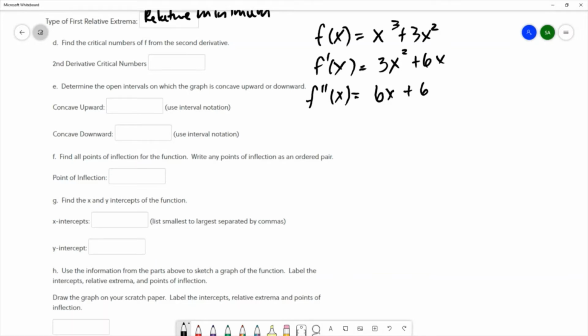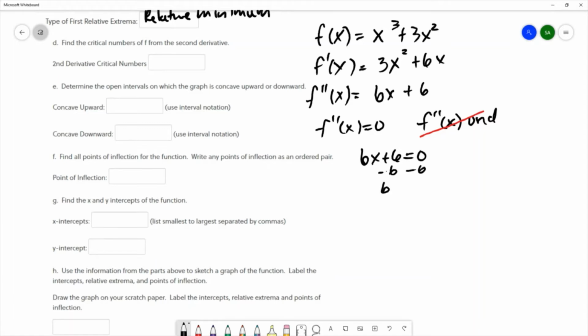To find the critical numbers, we would set the second derivative equal to 0 and find where the second derivative is undefined. Since this is a polynomial function, we're not going to get any solutions from the second derivative being undefined. So we'll find our critical numbers by setting the second derivative equal to 0. That gives us the equation 6x plus 6 equals 0. Subtract 6, divide by 6, and we get -1 as our critical number.